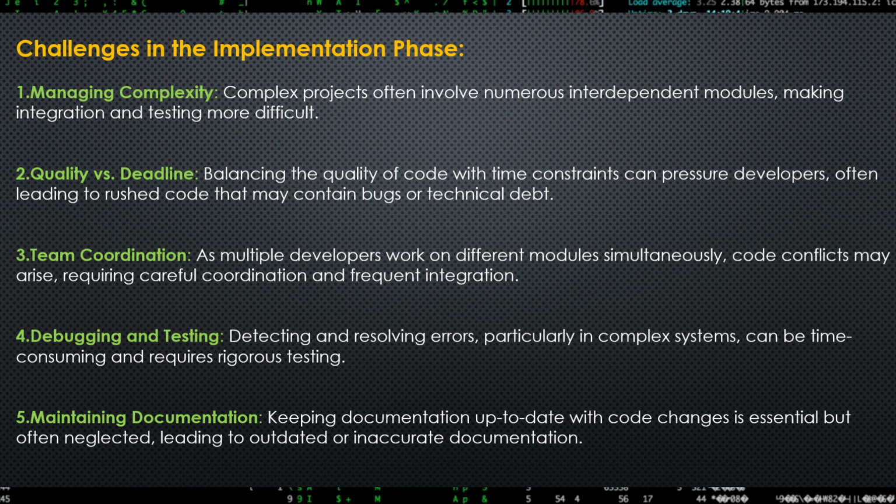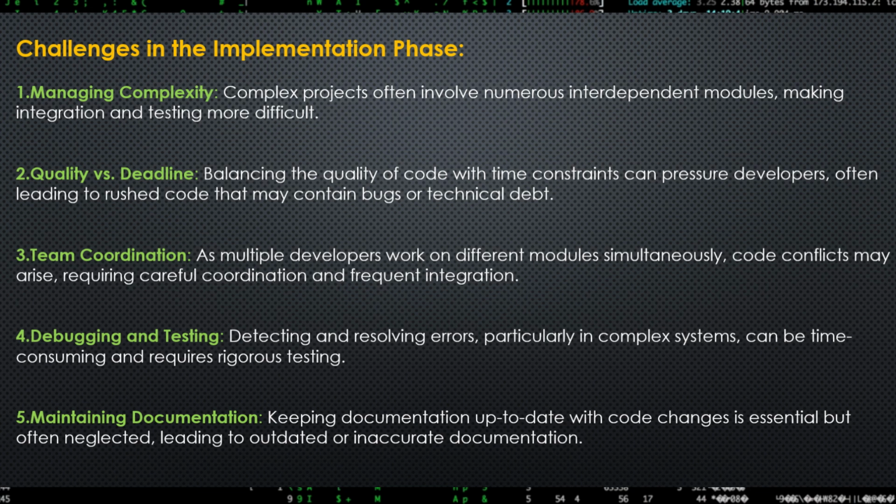3. Team coordination. When multiple developers work on different modules simultaneously, code conflicts and integration issues can arise, requiring careful coordination. Using version control systems, for example, Git, clear branching strategies, and regular communication between teams can minimize conflicts. Daily stand-ups, continuous integration, CI, and automated tests can help detect and resolve issues early.